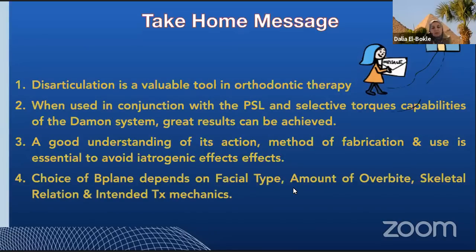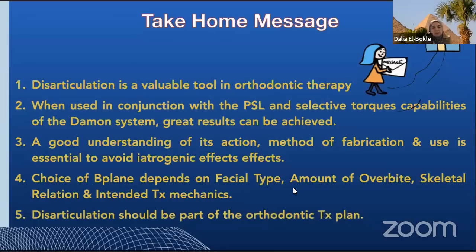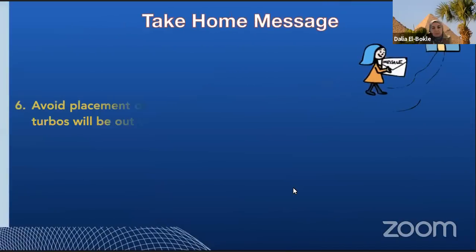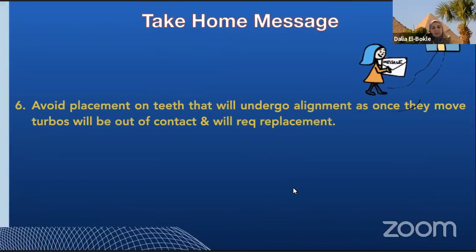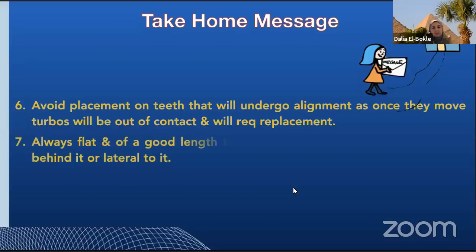The choice of a biplane or biturbo always depends on the facial type, the amount of overbite, the skeletal relationship, and the intended treatment mechanics. Disarticulation, in my humble opinion, should always be a part of the orthodontic treatment plan. Try to avoid placement on teeth that will undergo alignment, as once they move, the turbos will be out of contact and they will require replacement.